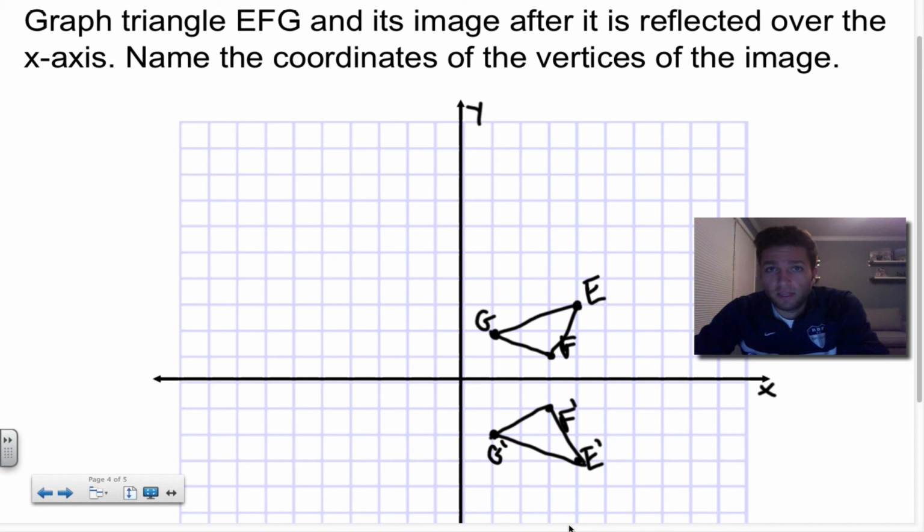One important thing to note is that when you're doing a reflection, just like yesterday when we did translations, the shape does not change. It's still a triangle, it's still exactly the same size. All we did is change the position, we flipped it, nothing else. So if you are practicing and you do a reflection that doesn't look like the same shape or doesn't have the same size, chances are you made a little mistake. The biggest mistake I've seen is people not counting and making sure that each point is the same distance away from the line of reflection. So just be careful on that.